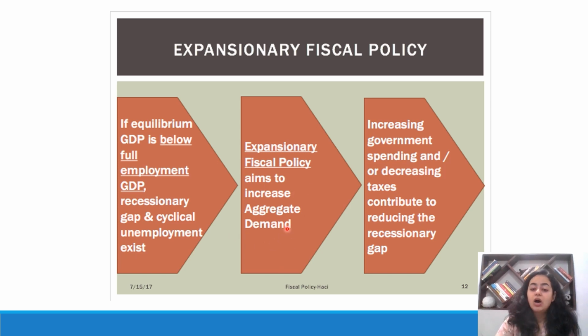Now, how will it happen? Increasing government spending and decreasing the taxes. Now, if government will increase the spending, that means the G component of AD will increase. So in C plus I plus G plus NX, the G component of AD will increase, the aggregate demand of the economy will go up and it will help in reducing that recessionary gap.